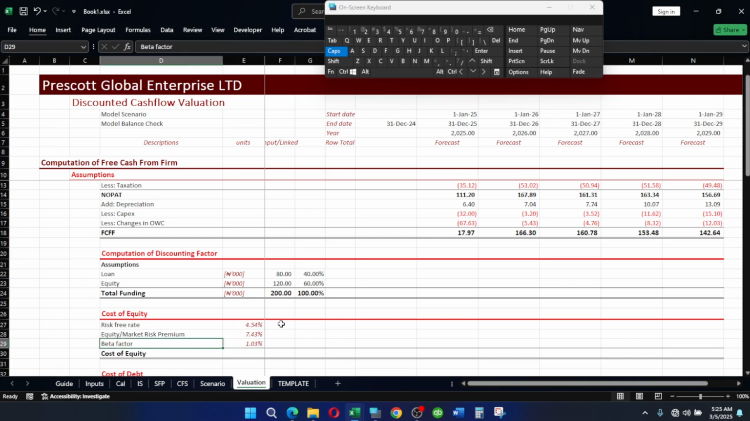So the next one is the beta factor. Now, what is the beta factor? The beta factor measures how risky a stock is compared to the overall stock market. If a stock has a beta greater than 1, it is more volatile, that is, riskier than the market. But if a stock has a beta less than 1, it is less volatile, that is, safer than the market. If a stock has a beta equal to 1, it moves exactly like the market. So that is what we are trying to explain in the method.